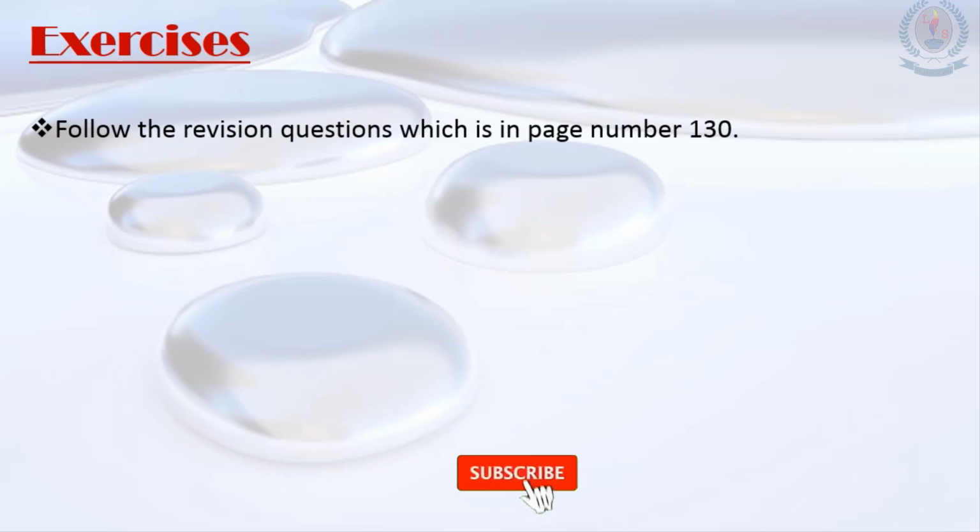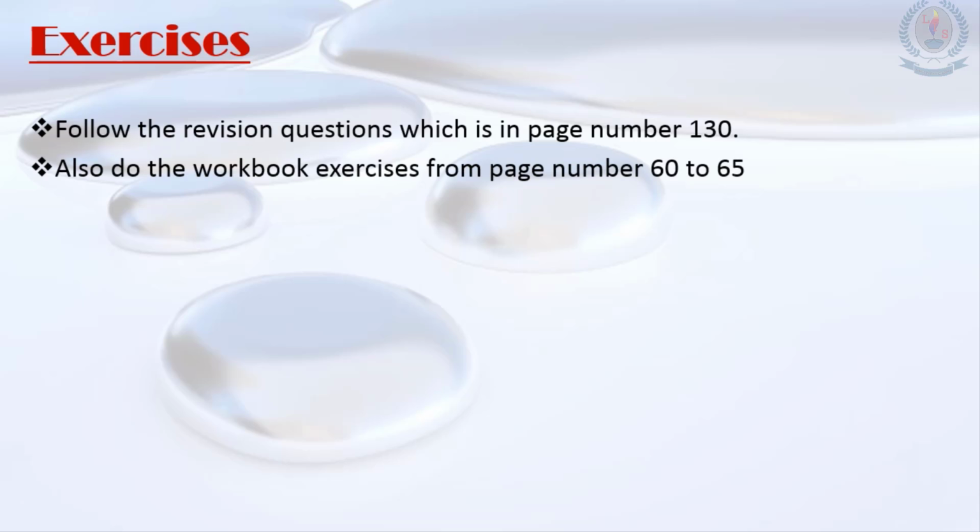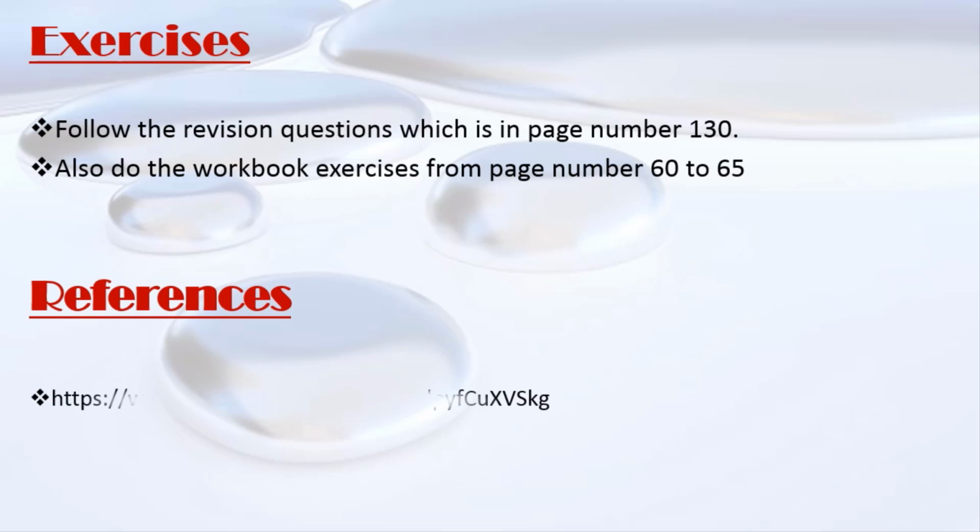Okay, here I have included some exercises and reference links for you. Under the exercises, you have to follow the revision questions on page number 130 in your textbook. And also, you can do the workbook exercises from page number 60 to 65 in order to polish your knowledge. And here I have included some reference links. Please go through these references and find out more about metals and nonmetals.